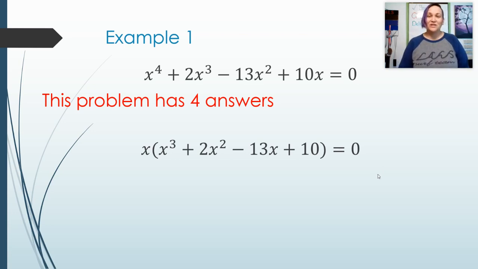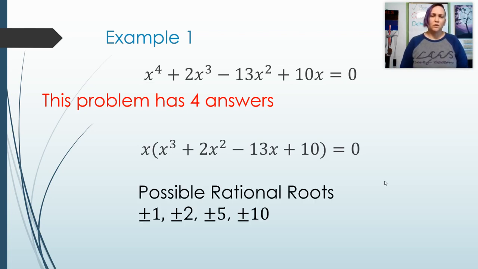So my possible answers to this question, or I should say, my possible rational answers to this question are 1, 2, 5, and 10, and they might be positive and they might be negative. We don't know yet. All right, so now we grab our handy dandy calculator and we start checking. So we start with the number 1, we type it in. You can either type it into the original problem or you can type it into this new smaller problem that's inside the parentheses. If it works in the first one, it'll work in the second one too. So you can try it in either or.